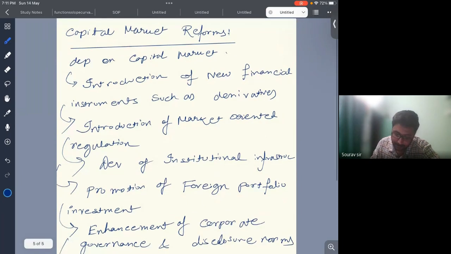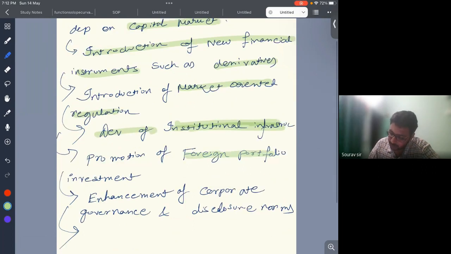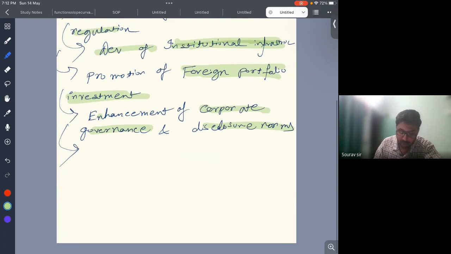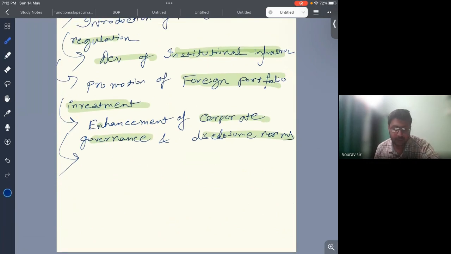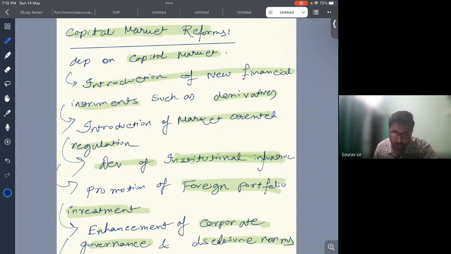So let's recap the capital market reforms. In the capital market reforms, it was mainly dependent on the capital market. It included the introduction of new financial instruments such as derivatives, introduction of market-oriented regulation, development of institutional infrastructure, promotion of foreign portfolio investment, and enhancement of corporate governance and disclosure norms. So both these approaches, the banking sector reforms and the capital market reforms, have been implemented together to improve the efficiency of financial markets since the 1990s. Okay, so this is the entire answer of this question B.